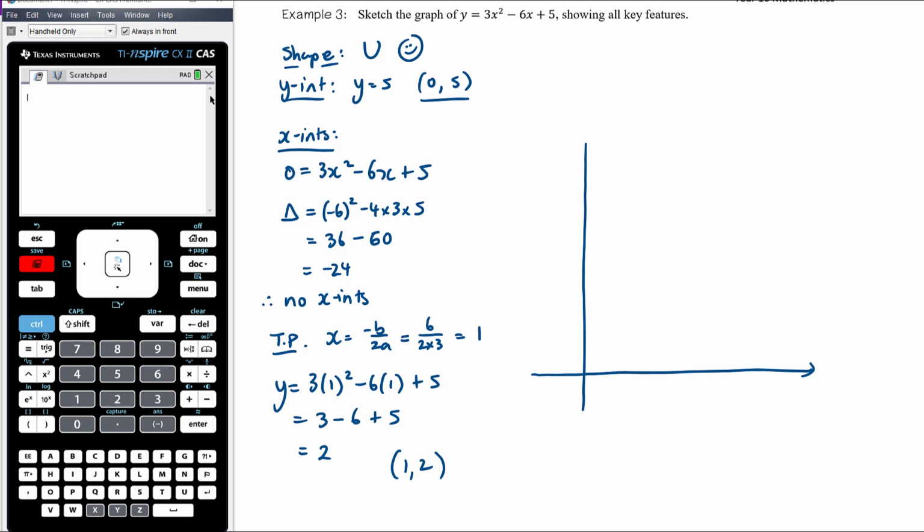Actually, sorry, I might just make that 1 a bit further. 1, 2, 3, 4, 5. So 1, 2 is our turning point. 0, 5 is our y-intercept. Let's just have a symmetric point over there just to help us get the shape right. Smooth turning point. Missed it slightly, but that's okay. It was a rough guide. So this is the point 0, 5, the y-intercept, and we've got the turning point. Minimum 2 points, including the turning point, so we've got what we need.